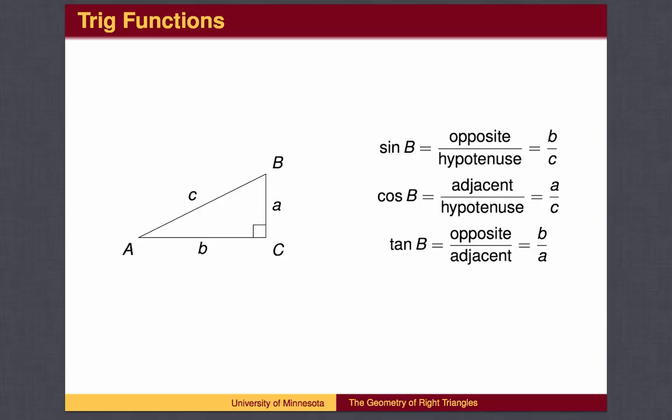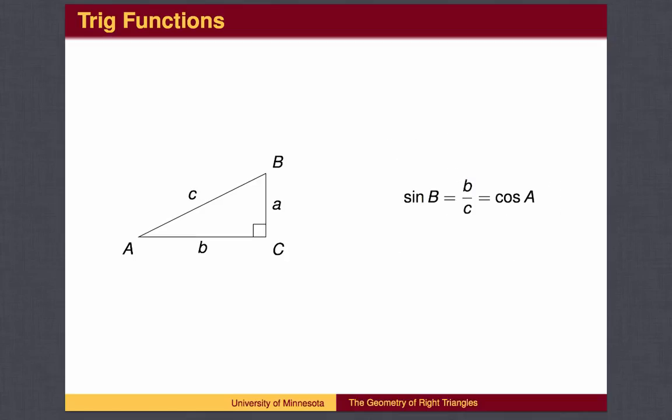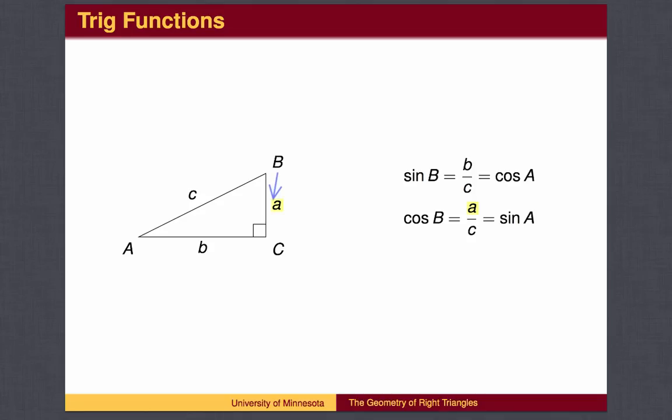The sine, cosine, and tangent of angle B are defined in the same manner. Notice that the leg opposite angle B is the leg adjacent to angle A, so the sine of B equals the cosine of A. Similarly, the leg adjacent to B is opposite angle A, so the cosine of B equals the sine of A.